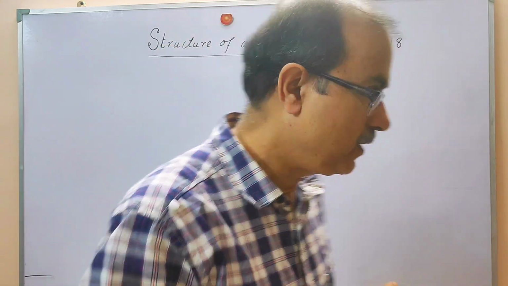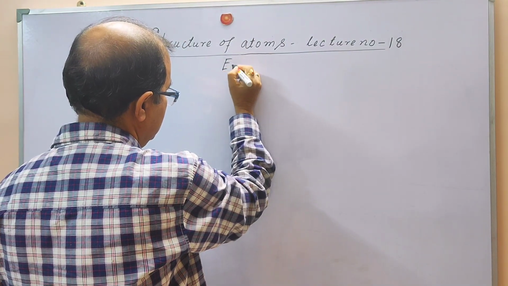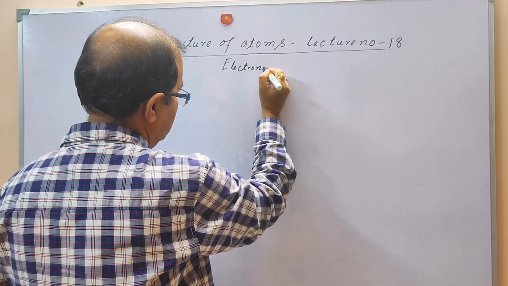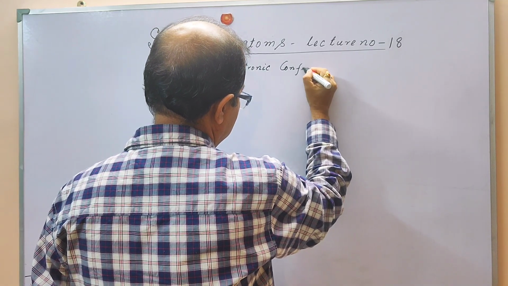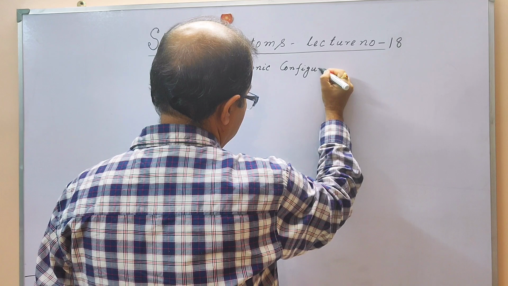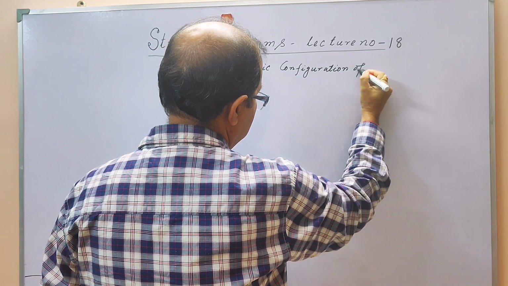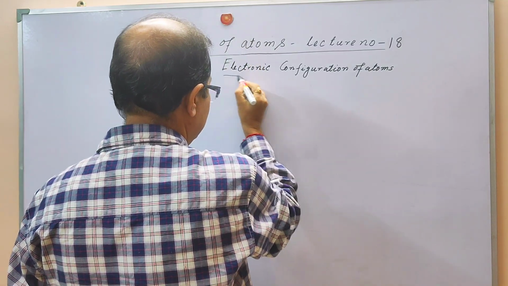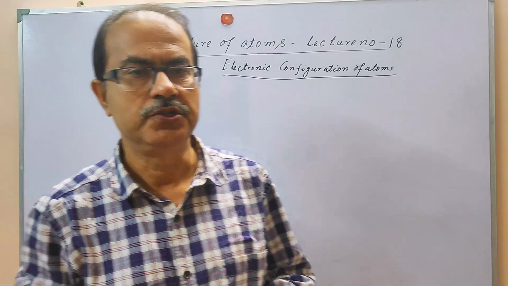So the heading of this lecture is electronic configuration. Electronic configuration of atom, because we already know the atom is composed of different numbers of electrons.